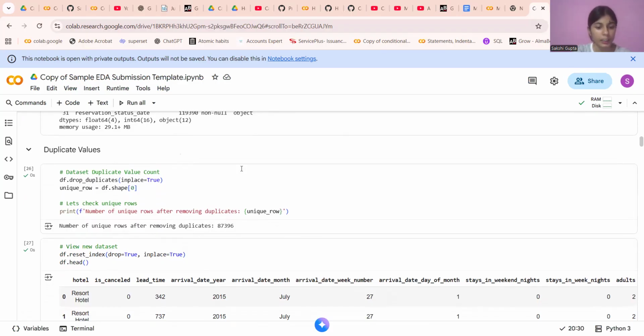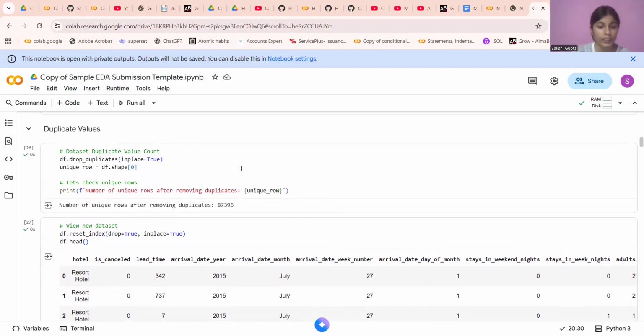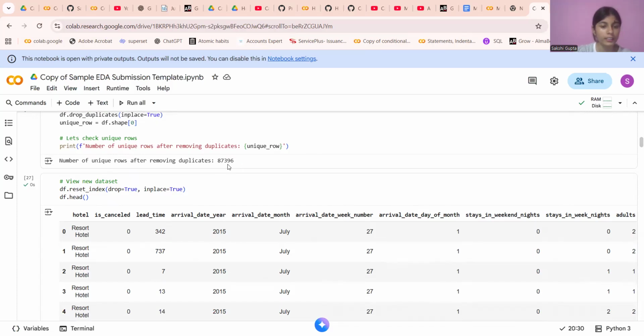Now duplicate values. To check the duplicate values, we will use the duplicated function. So we can see the number of unique rows after removing the duplicates is 87,396.